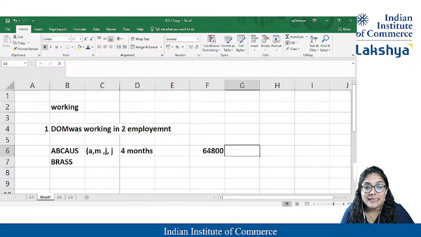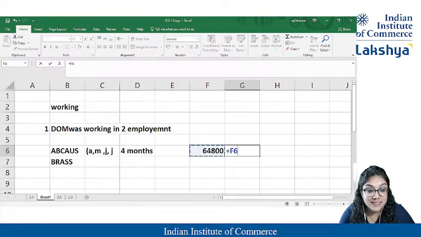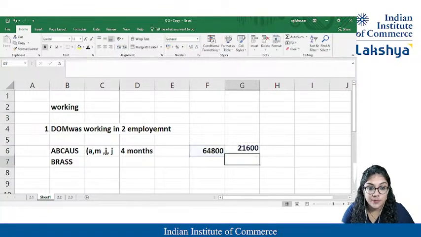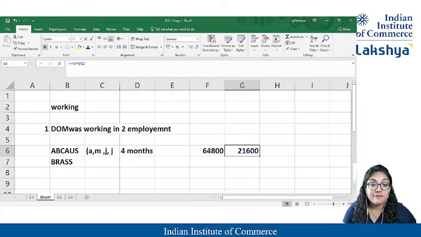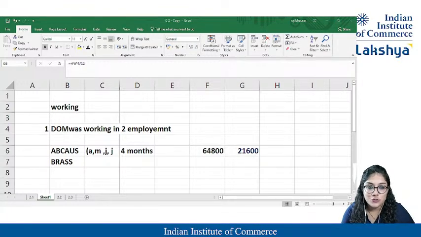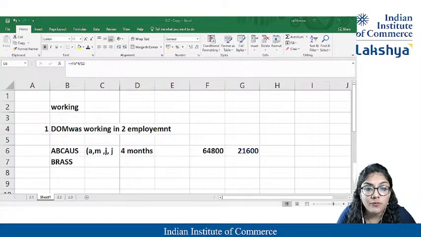So how much will I get then, in income or salary? It is 64,800 into 4 by 12. So will I get 21,600? Exactly. I'll get 21,600. So this is the first thing which I managed to do. I hope you guys are getting this. The first thing I found was 21,600, which was very easy. I hope everybody would have got this 21,600.